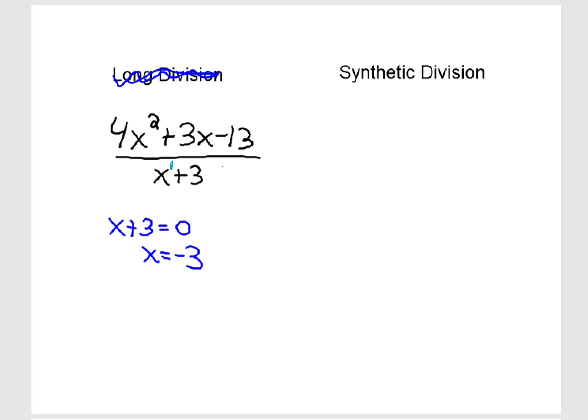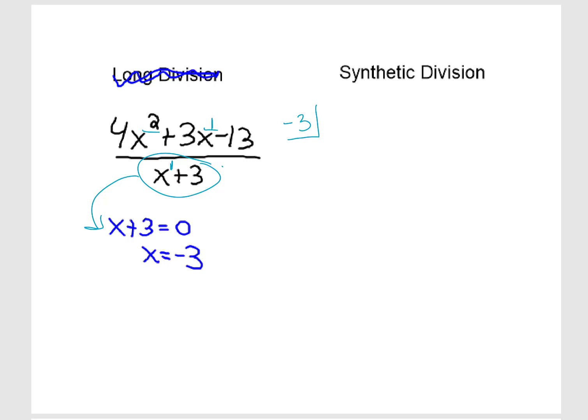So you're going to take your denominator, set it equal to 0, and solve for x. We get x equals -3, so we're going to place that number here in this little pocket. And then I'm going to take the coefficients in the numerator and write those out. Now I have to look at the powers in my numerator and make sure that they're in descending order, and they are. So we have x squared, x to the first, and then no variable, which would be equivalent to x to the 0 power.